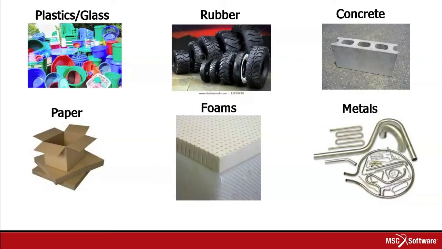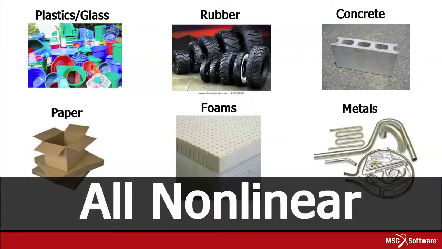Think about all the materials that make up your product. Materials such as glass, paper, rubber, foam, they're all extremely nonlinear in nature. If your FEA return on investment isn't cutting it, it might be that you need to improve your ability to handle these kinds of nonlinear materials.